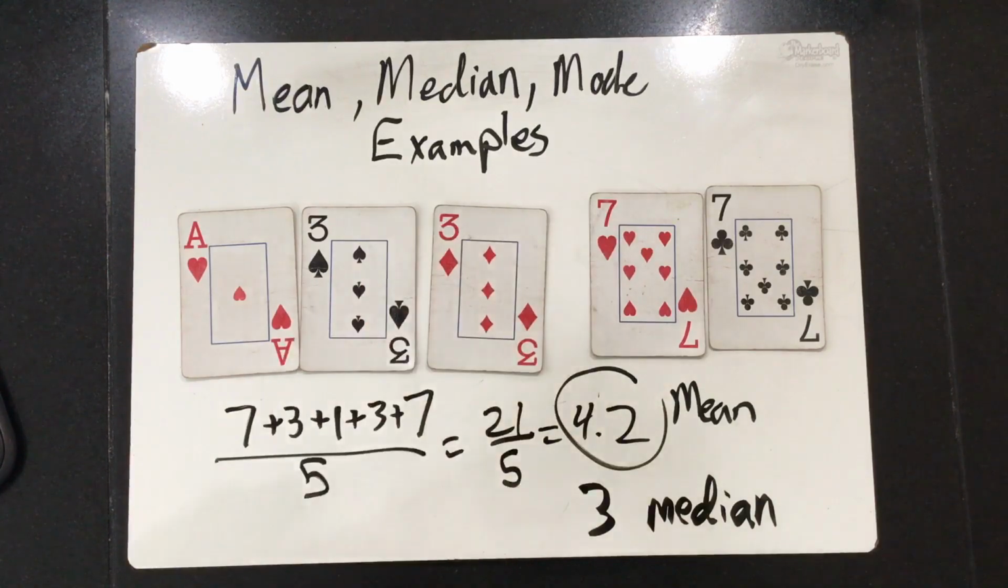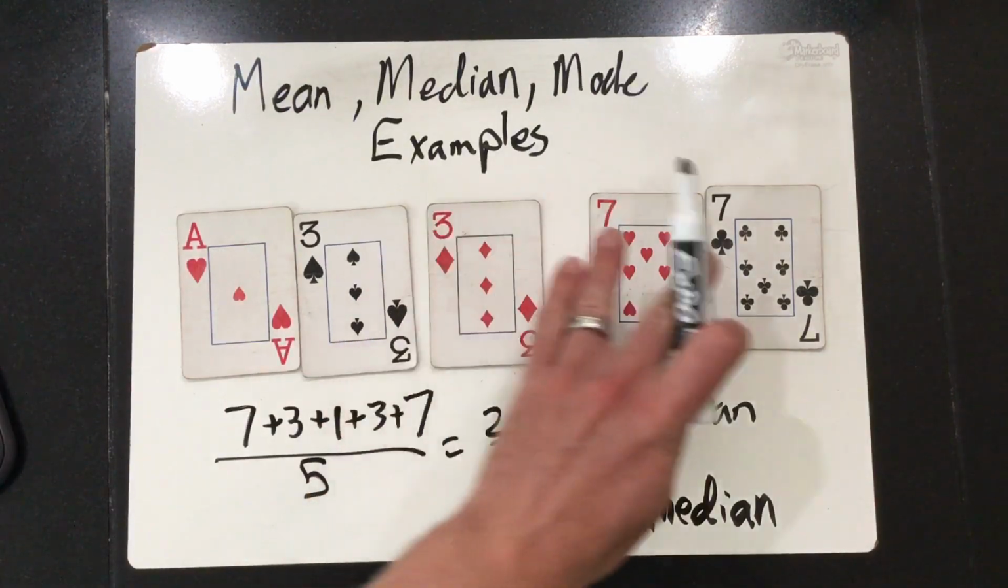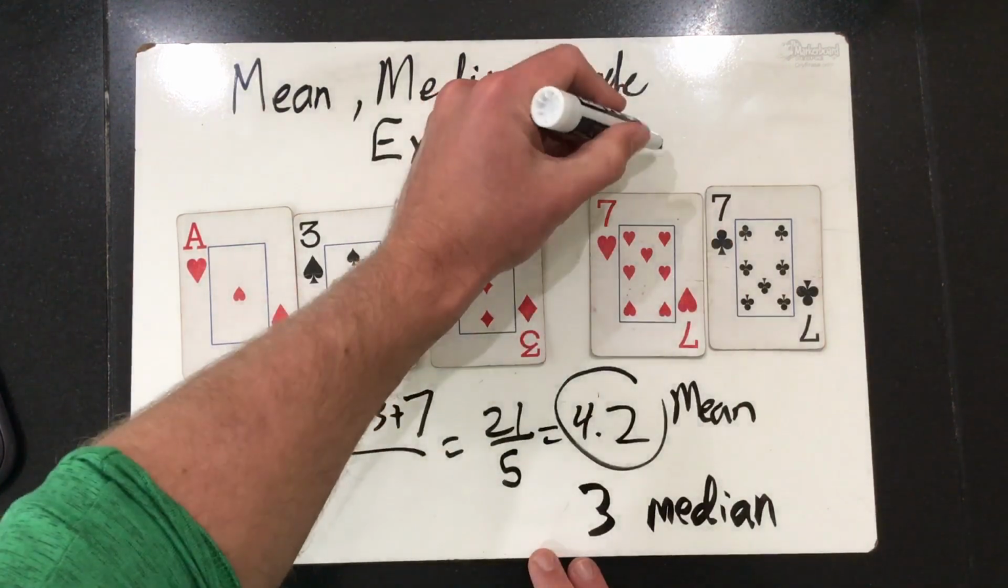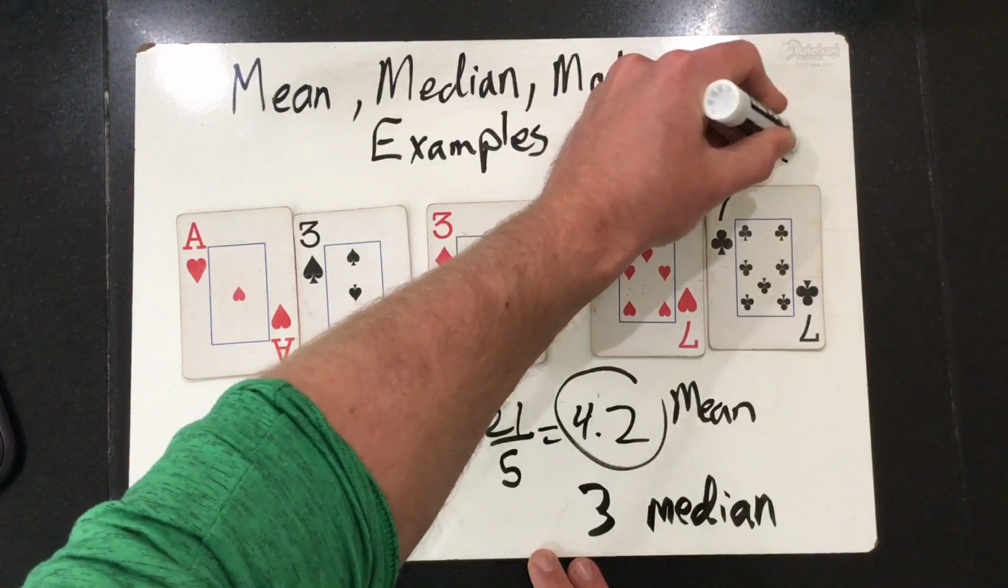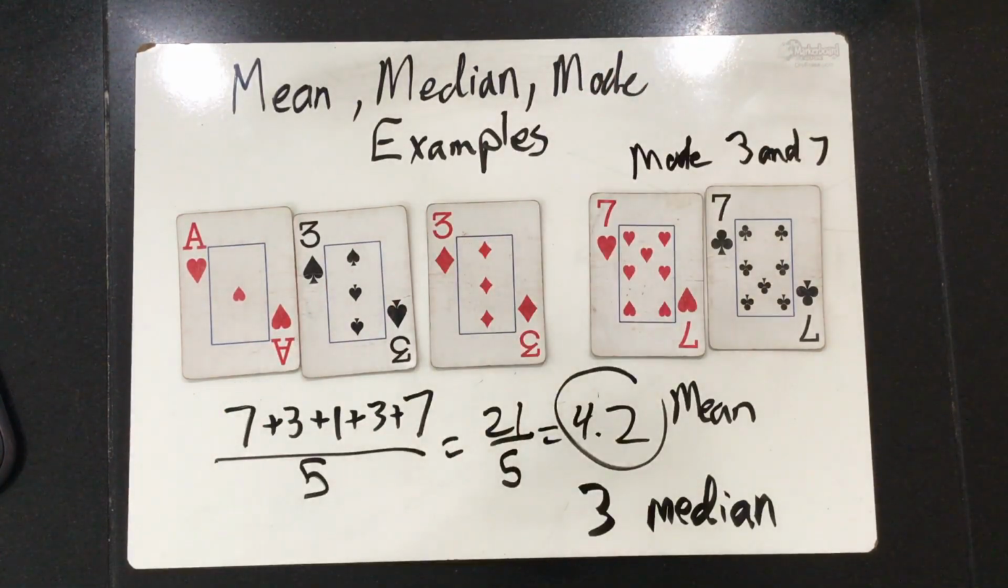And then for the mode, we are looking for the thing that pops up the most. Well, we have 2 3s and we have 2 7s. So our mode must be 3 and 7. And there we go. That's how we find mean, median, and mode.